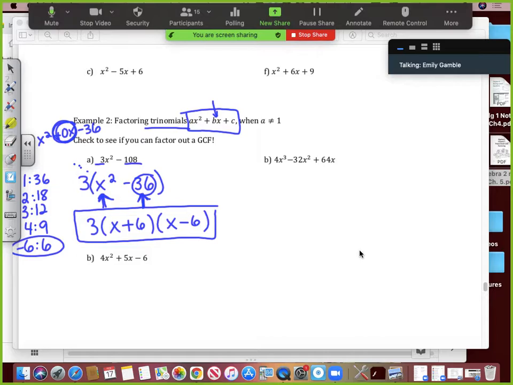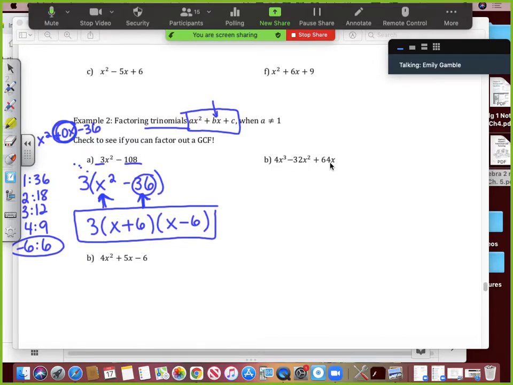All right, looking at letter B, we're going to be doing the same exact thing. First, you're trying to figure out, okay, can this thing be factored out? Can I take any numbers or variables out of all 3 terms? So I'm looking at 4x to the third, 32x squared, and 64x. I can take a number and a variable out of all three of these terms.